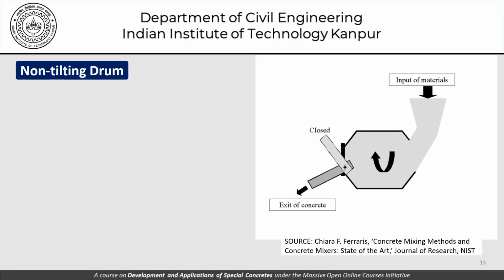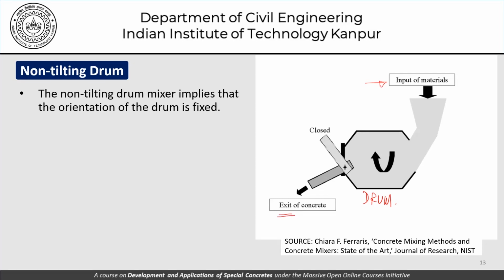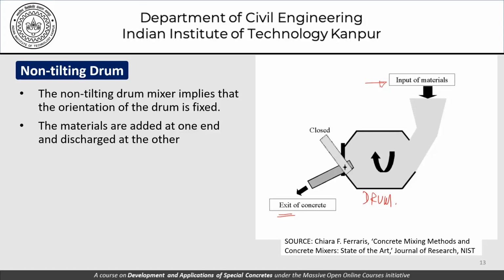As we can see here, this is the drum, and we have the input of materials at one end of the drum and the exit of concrete at the other end. So the non-tilting drum mixer implies that the orientation of the drum is essentially fixed. The material is added at one end of the drum and is discharged at the other.